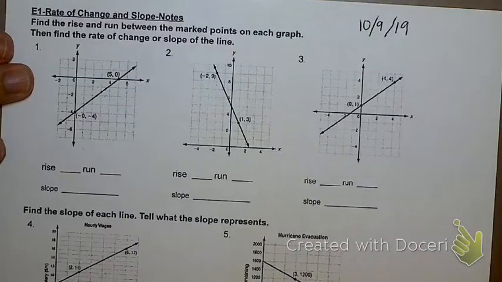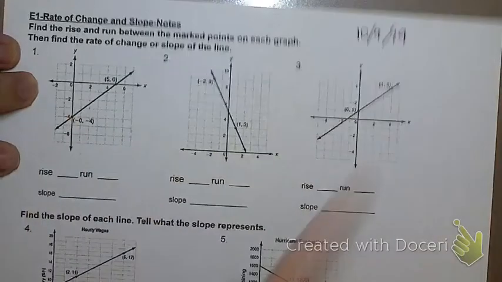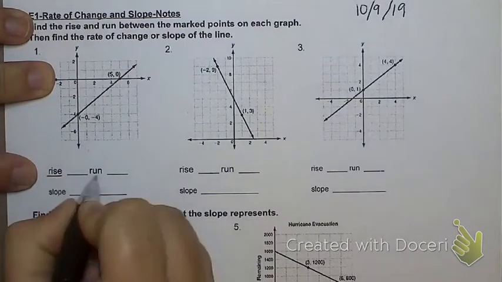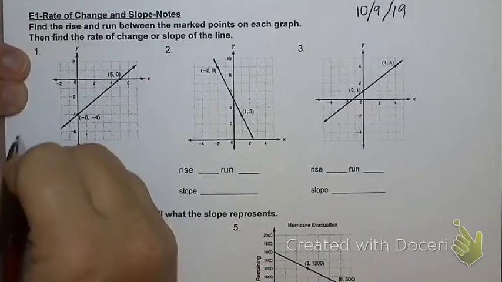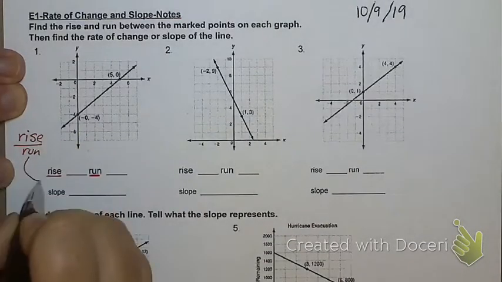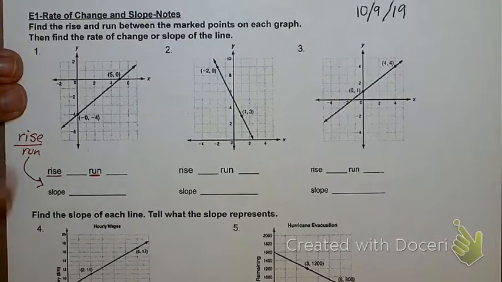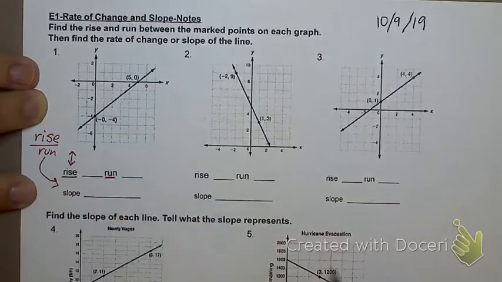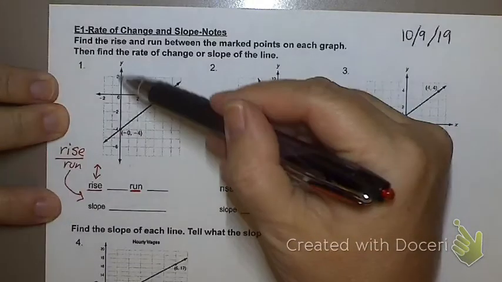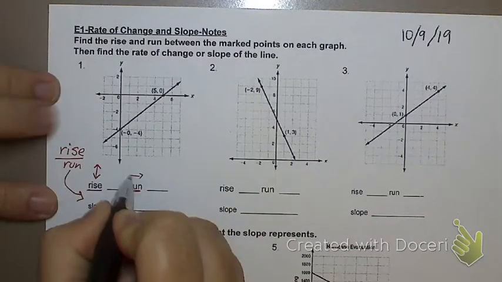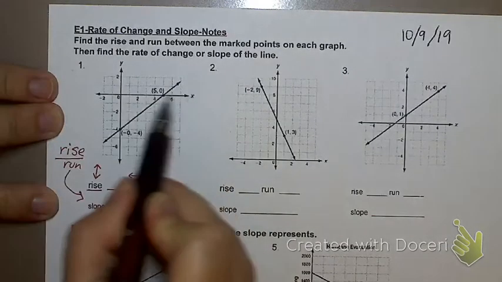All right, so we are going to focus. These first 3 questions are very similar to what was on last night's homework, right? We're going to identify the rise and the run. Rise over run is what's going to give us our slope. Okay? What direction does rise go, up or down? In other words, it's a y direction. You're following the y-axis up or the y-axis down. Run, then, is a left to right movement. You're following the x-axis, left or right.